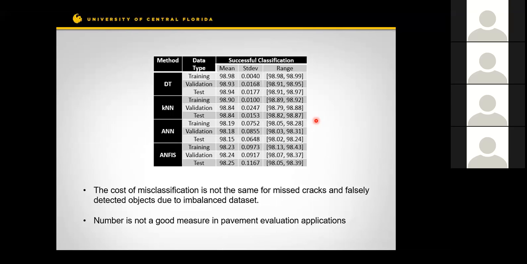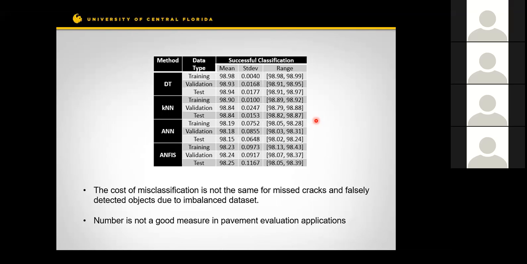We need to know how many cracks we missed, what is the percentage of cracks that we missed, and the percentage of errors that we produced. Also, we noticed that reporting in numbers, which is very popular in computer science, is not a good measure from a pavement perspective. We are very concerned not to miss any long crack. Maybe losing a couple of very small cracks is okay, but we definitely don't want to miss large cracks. And just reporting the number does not represent that.